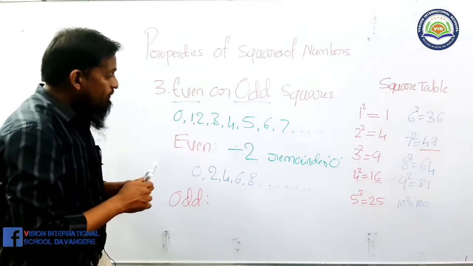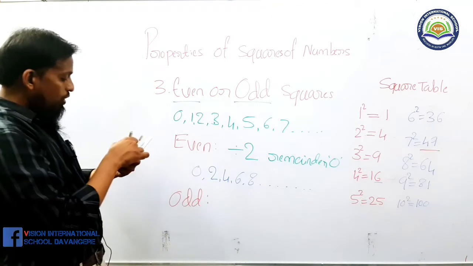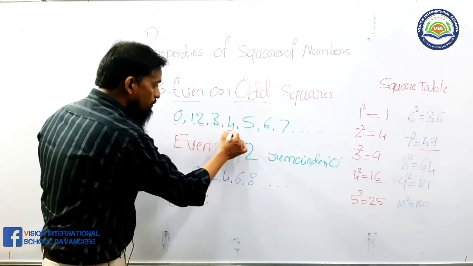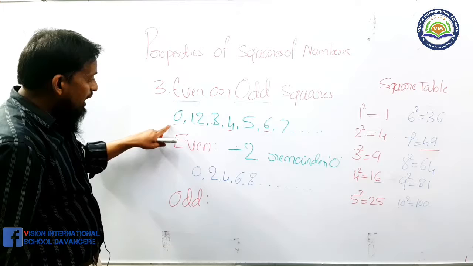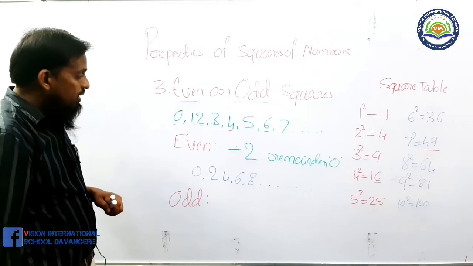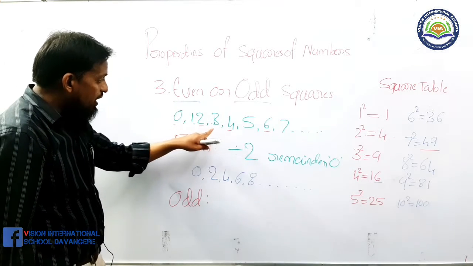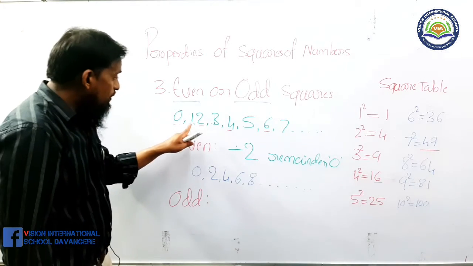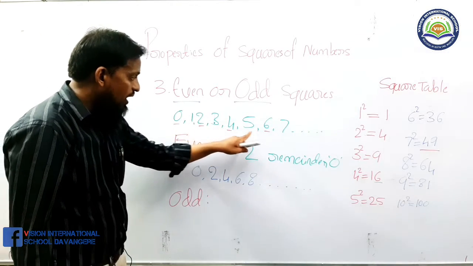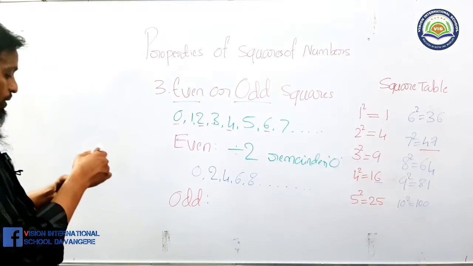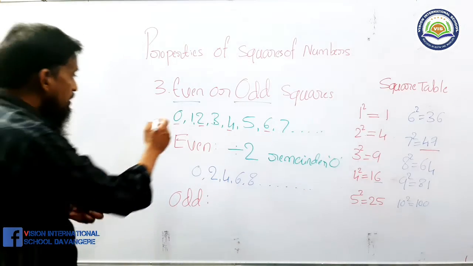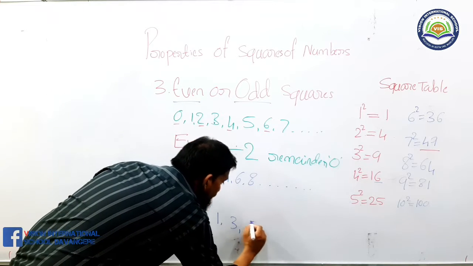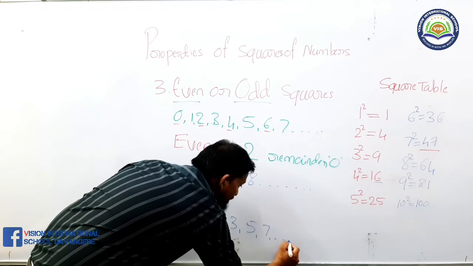Yes, when we read the table of 2, we got which numbers? We got 2, 4, 6. Along with that, we added 0. Whatever numbers are not underlined, they are all odd numbers. Which are the odd numbers here? They are 1, 3, 5, 7, and so on.